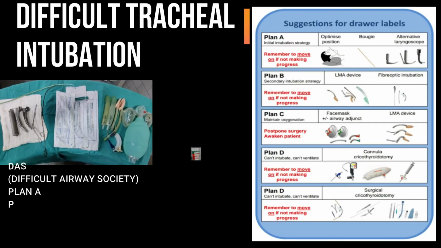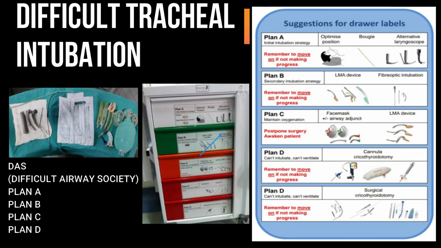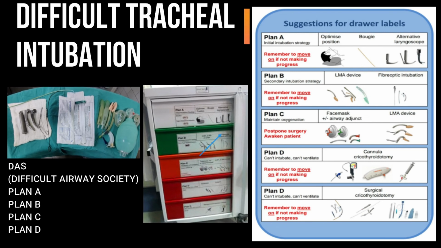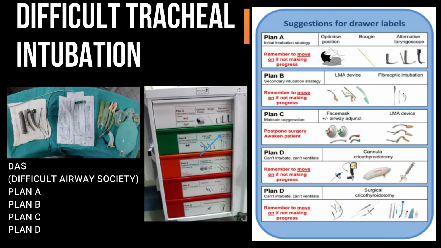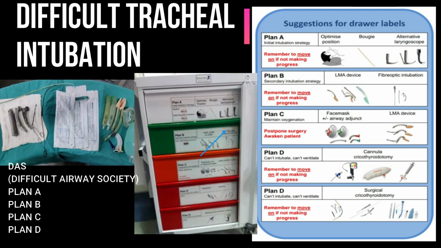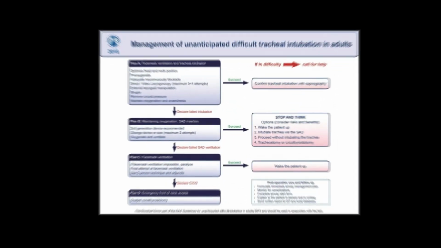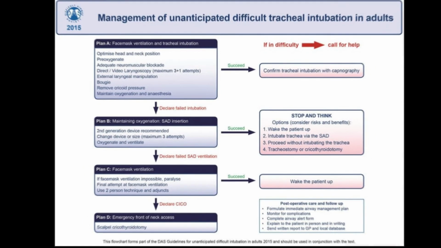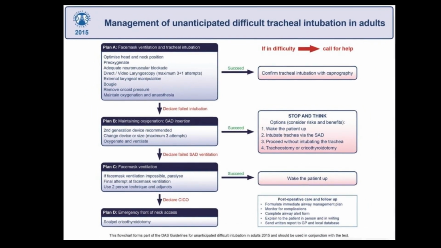Difficult tracheal intubation. The Difficult Airway Society provides a useful approach for the management of unanticipated difficult airway. A clearly labeled difficult airway trolley will serve as a visual guide and prompt one to move along the strategy if not making progress. What is most important is providing the right equipment in the right amount, in the right place, at the right time.